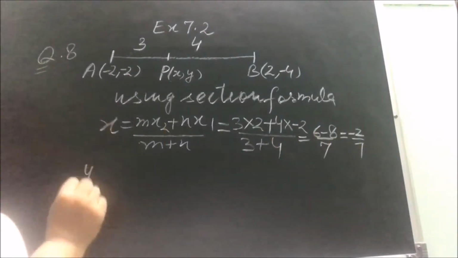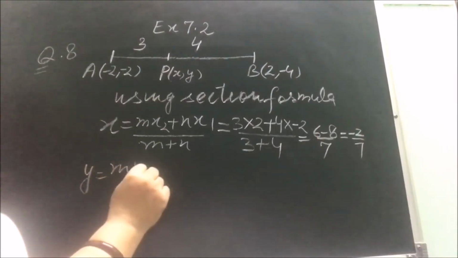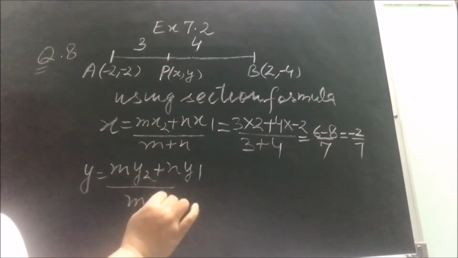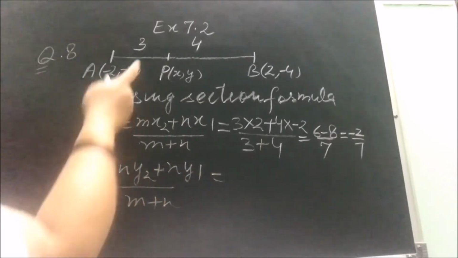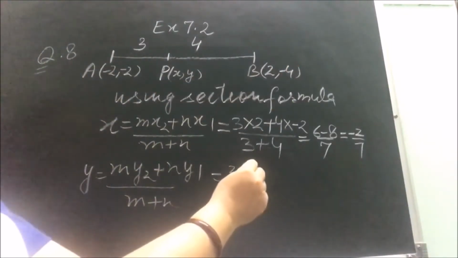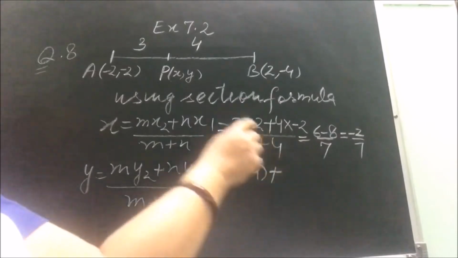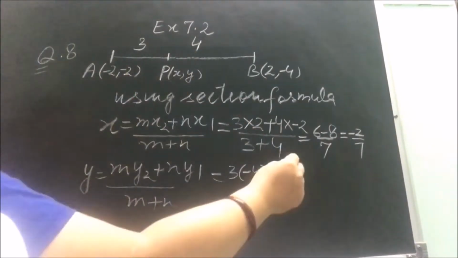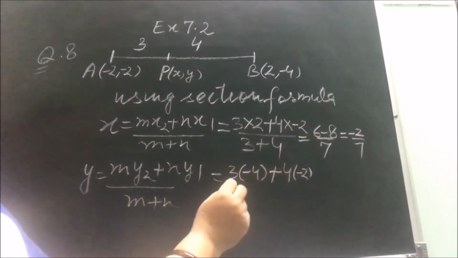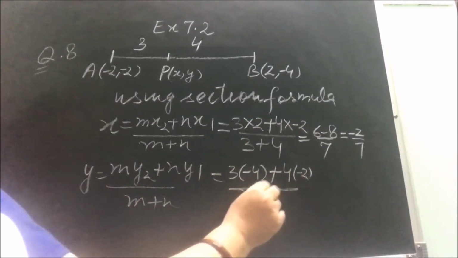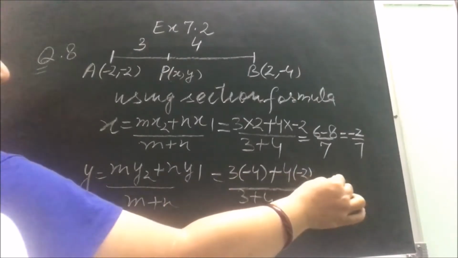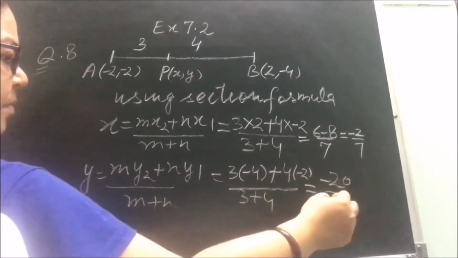Similarly, we can find out the y coordinate. It is my2 plus ny1 divided by m plus n. Here the ratio is 3:4. So 3 into y2, that is 3 into minus 4, plus 4 into minus 2. You can either put multiplication or put brackets over there. Divided by the sum of the ratios. Now see, it is minus 12, it is minus 8. It is minus 20 divided by 7.